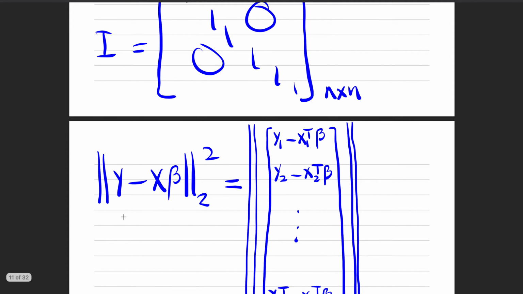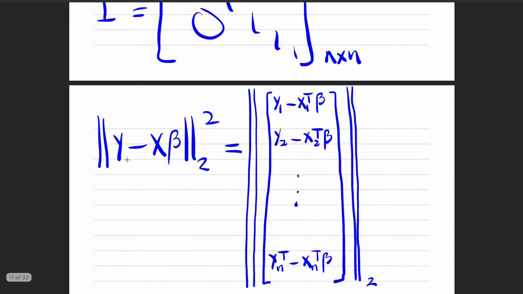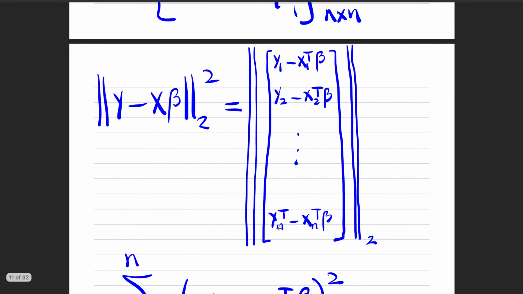Okay, so now what is the L2 norm of y minus x beta? Well, y minus x beta is itself a vector where the first entry is y1 minus x1 transpose beta, the second entry is y2 minus x2 transpose beta, and the last entry is yn minus xn transpose beta. So the L2 norm of it is just, these are scalars. This is the first residual, second residual.